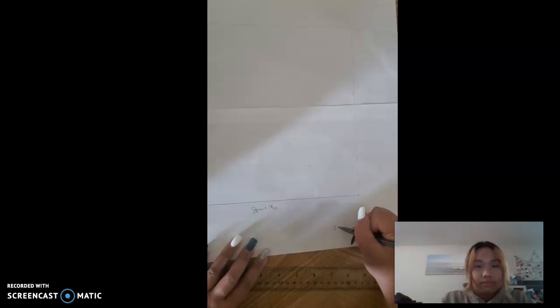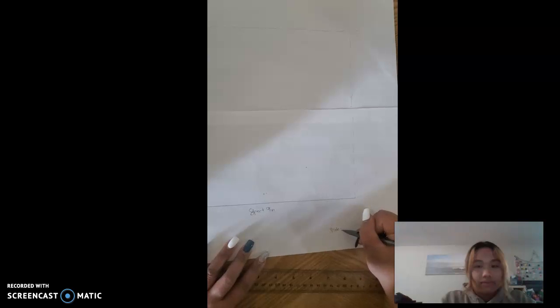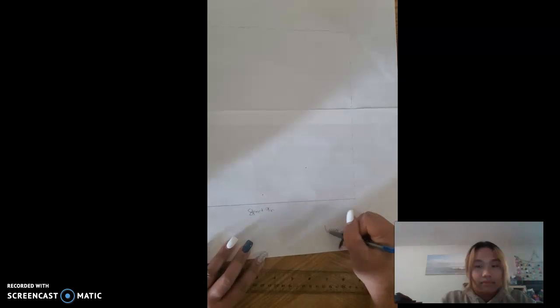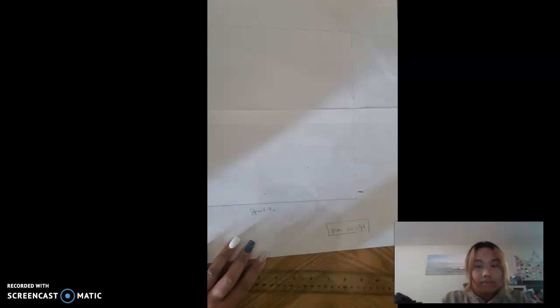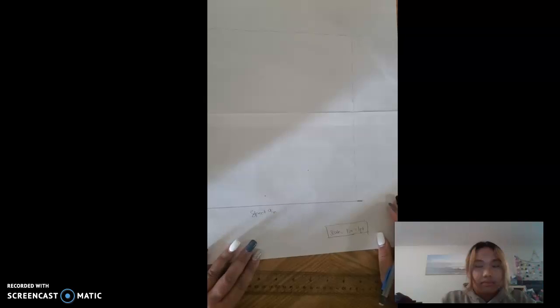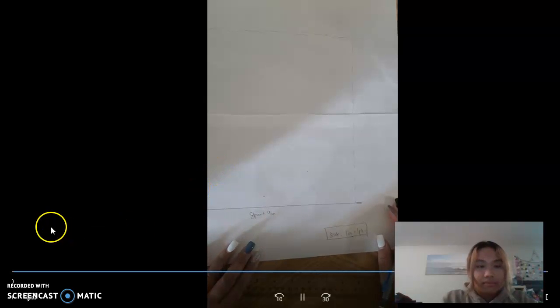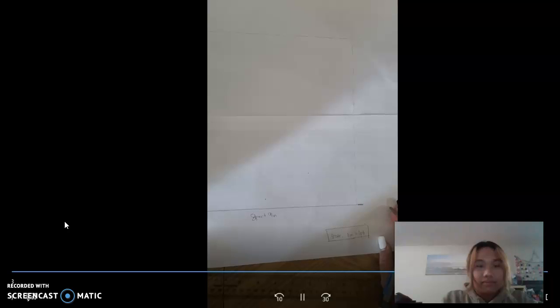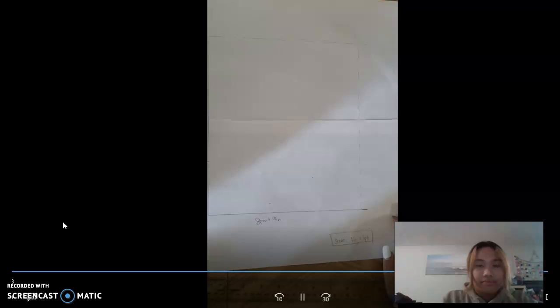So this is our scale. Our scale is 1 inch is equal to 1 foot, and put a box on it. And we're done. I hope you understand and you are able to calculate and draw scale using imperial measurement.